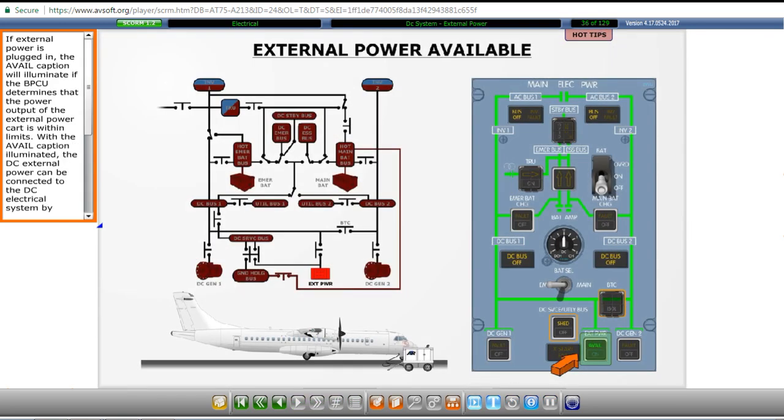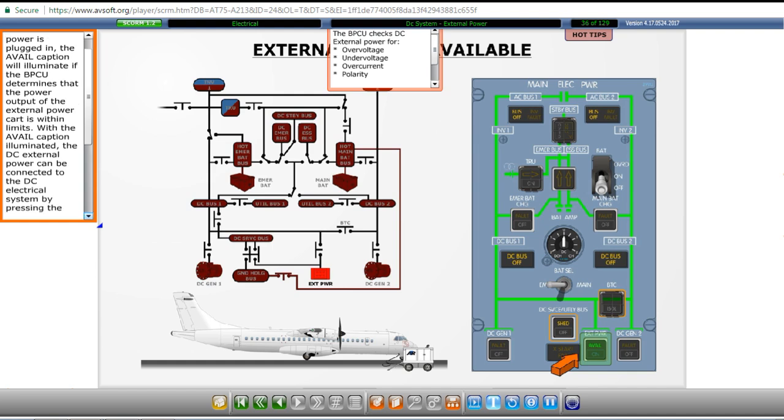If external power is plugged in, the available caption will illuminate if the bus power control unit determines that the power output of the external power cart is within limits. With the available caption illuminated, the DC external power can be connected to the DC electrical system by pressing the external power push button. Click on the external power push button to continue.